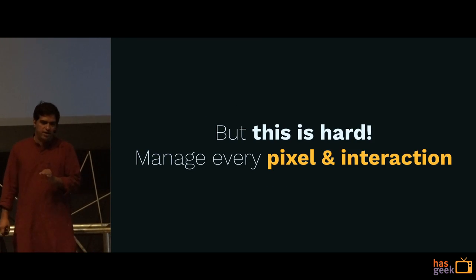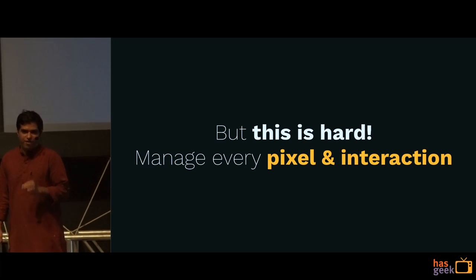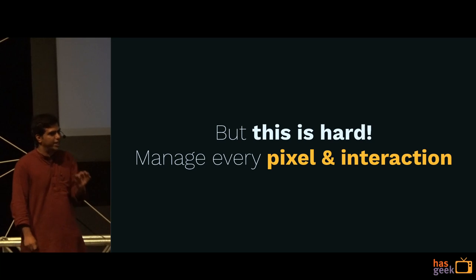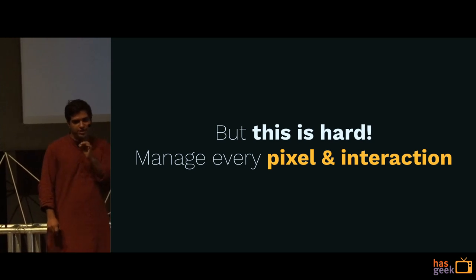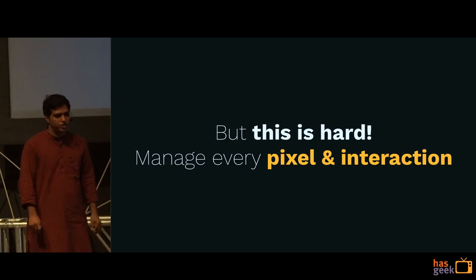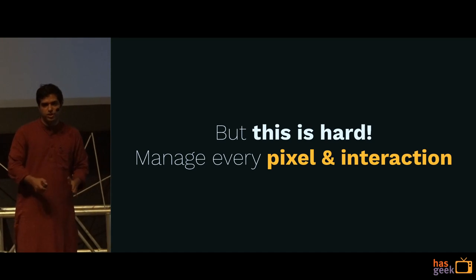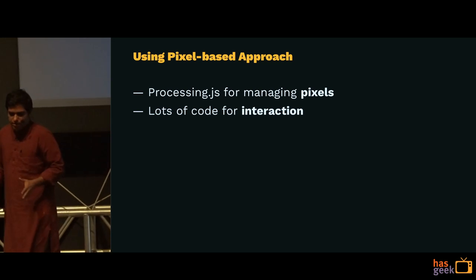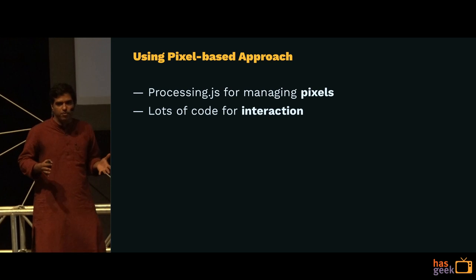But it was really hard. It was really, really hard, right? You are not only defining the visualization in terms of each data on each pixel, you're actually designing each of the interactions. You're basically hard coding and writing each of the interactions that are there. So you have to design both the pixels and the interaction. And so this pixel-based approach using Processing.js requires lots of code to really make it work, right?